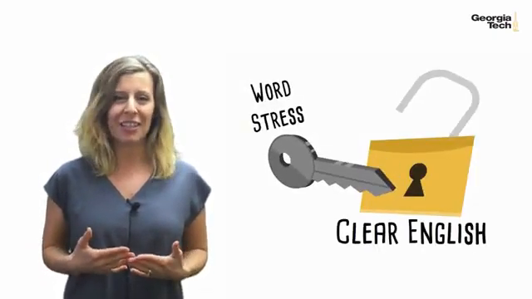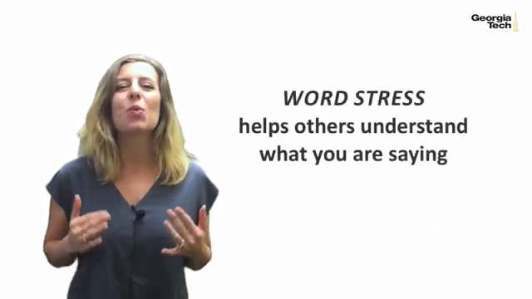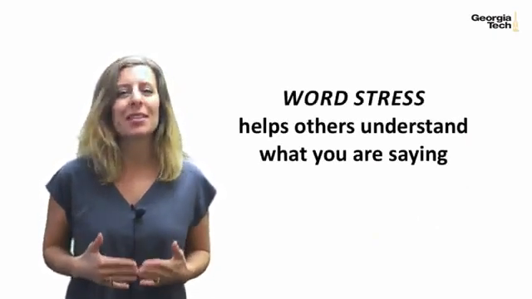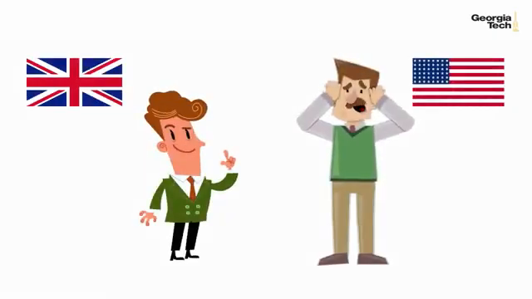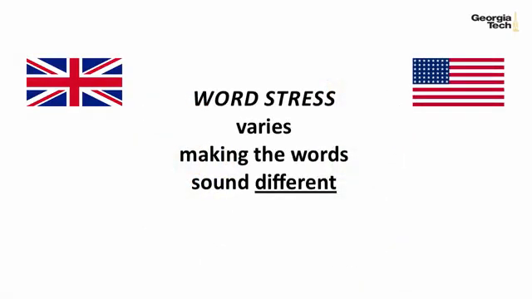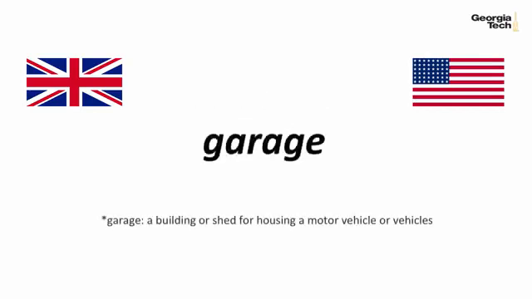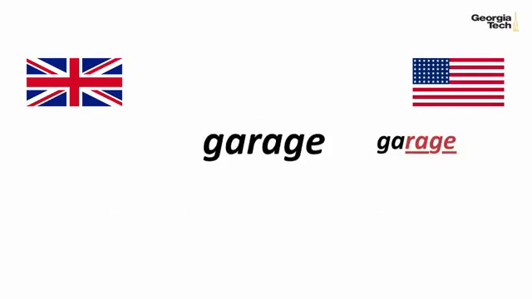I hope you remember what I said back in Module 1, that word stress is the magic key to clear English. More than anything else, when you speak, it is your word stress that helps people understand what you're saying. In some cases, people in America will not understand people in England. Even though both countries use English, some of the word stress varies, making those words sound completely different. For example, this word is pronounced garage in America, but in England it's pronounced garage.